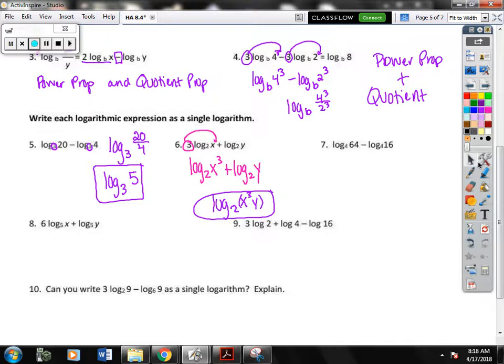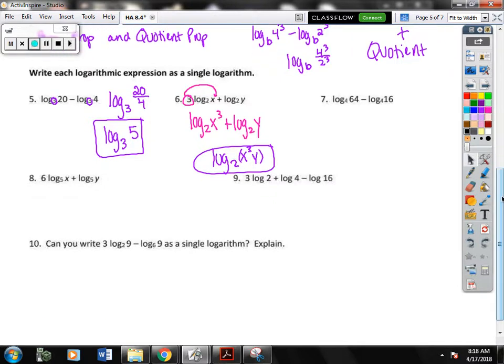See if you guys can try the next few, and then we'll go over them. If they asked you to evaluate, the answer would be 1. We'll do that on the back. 4 to the x power equals 4, so 4 to the first power. But we'll see that on the back.